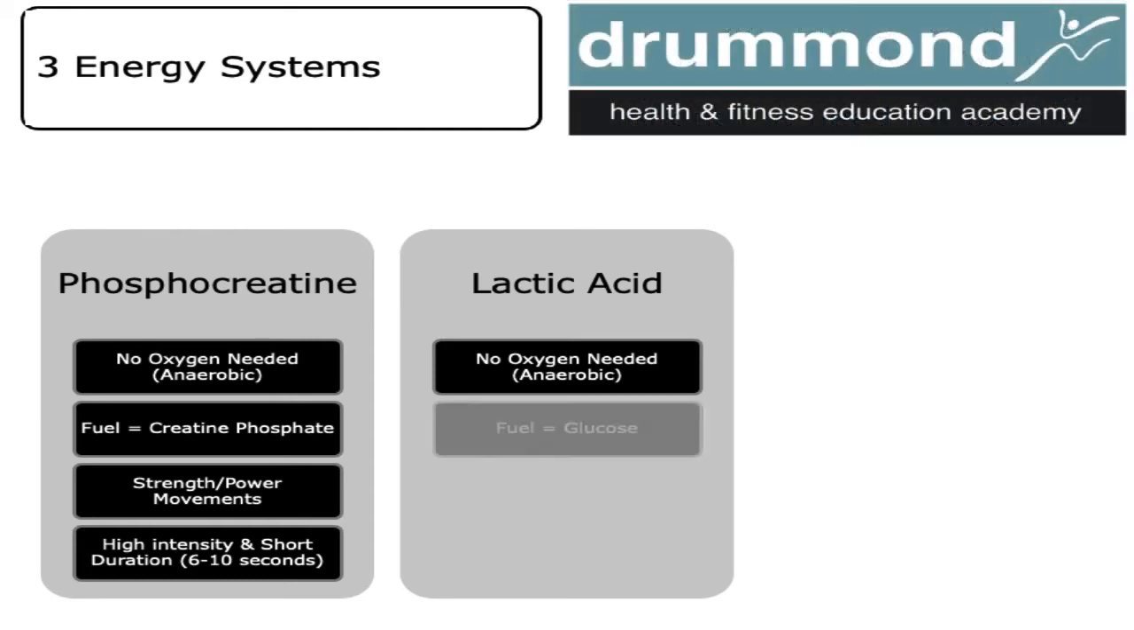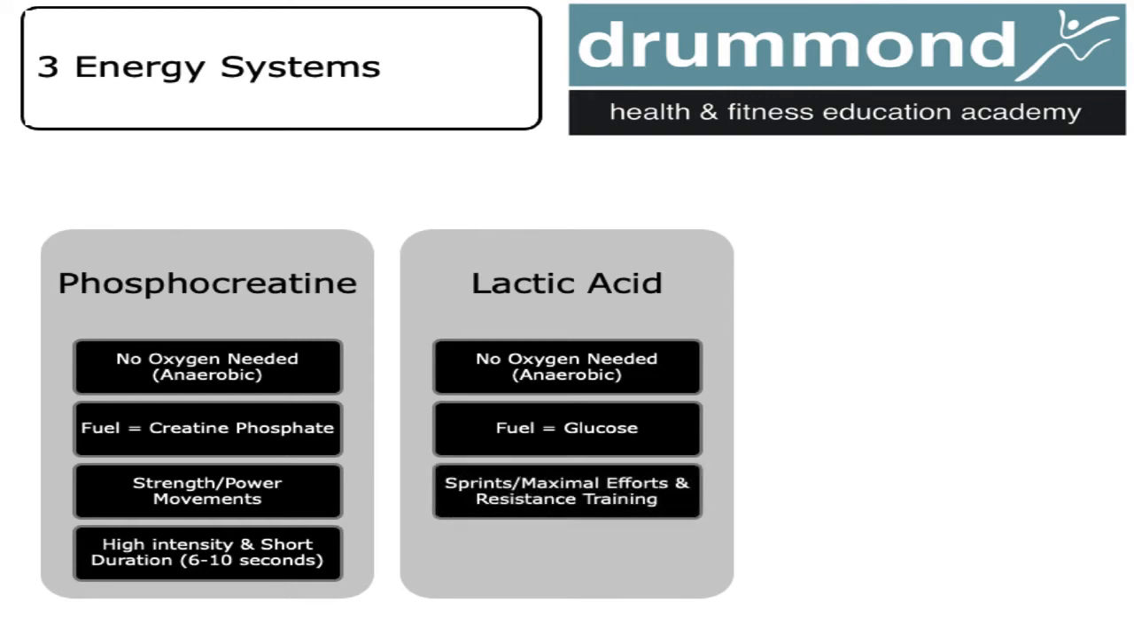The lactic acid system is fueled entirely and only by glucose. Remember, glucose is broken down from carbohydrates and can be stored in the body as glycogen. So the body might use glucose that is traveling around the bloodstream, or it can go to the stores of glycogen and convert that glycogen back into glucose. The lactic acid system is going to be predominantly used during sprints and maximal efforts, as well as resistance training. Moderate to high intensity exercises, also short duration exercises, lasting a maximum of around about 90 seconds.